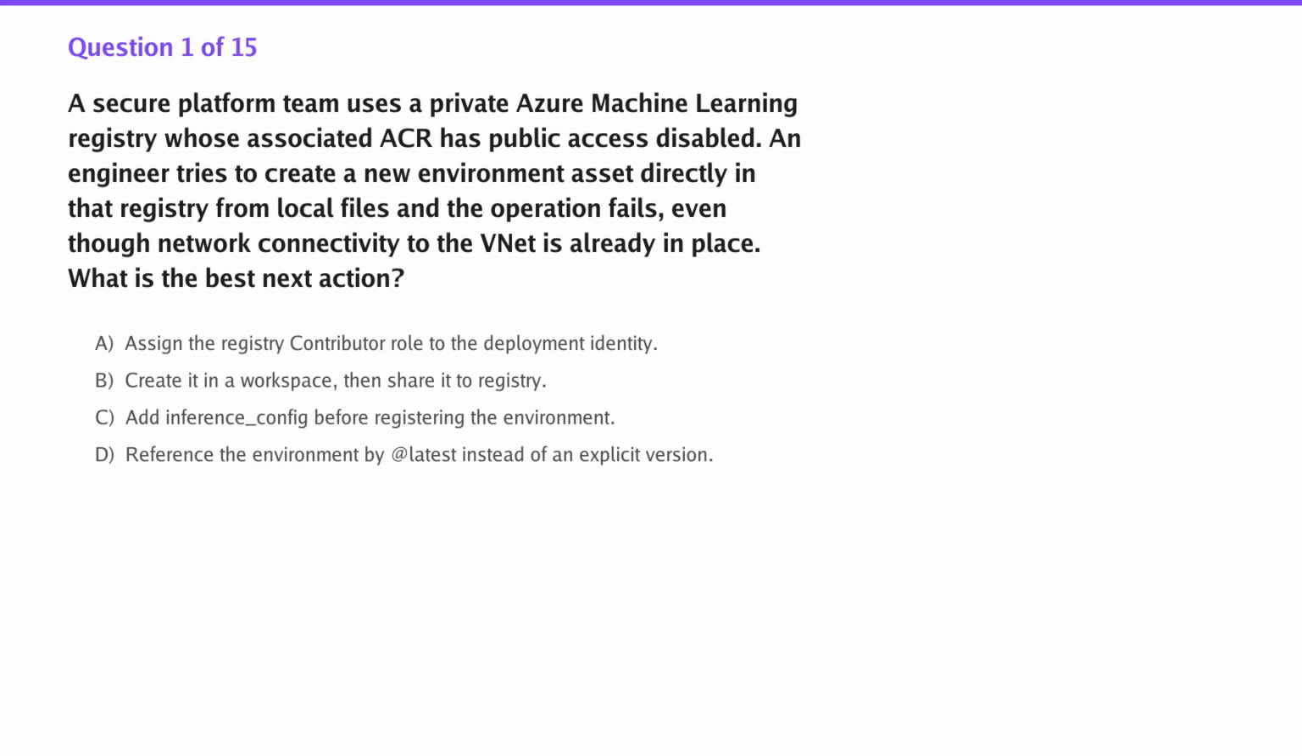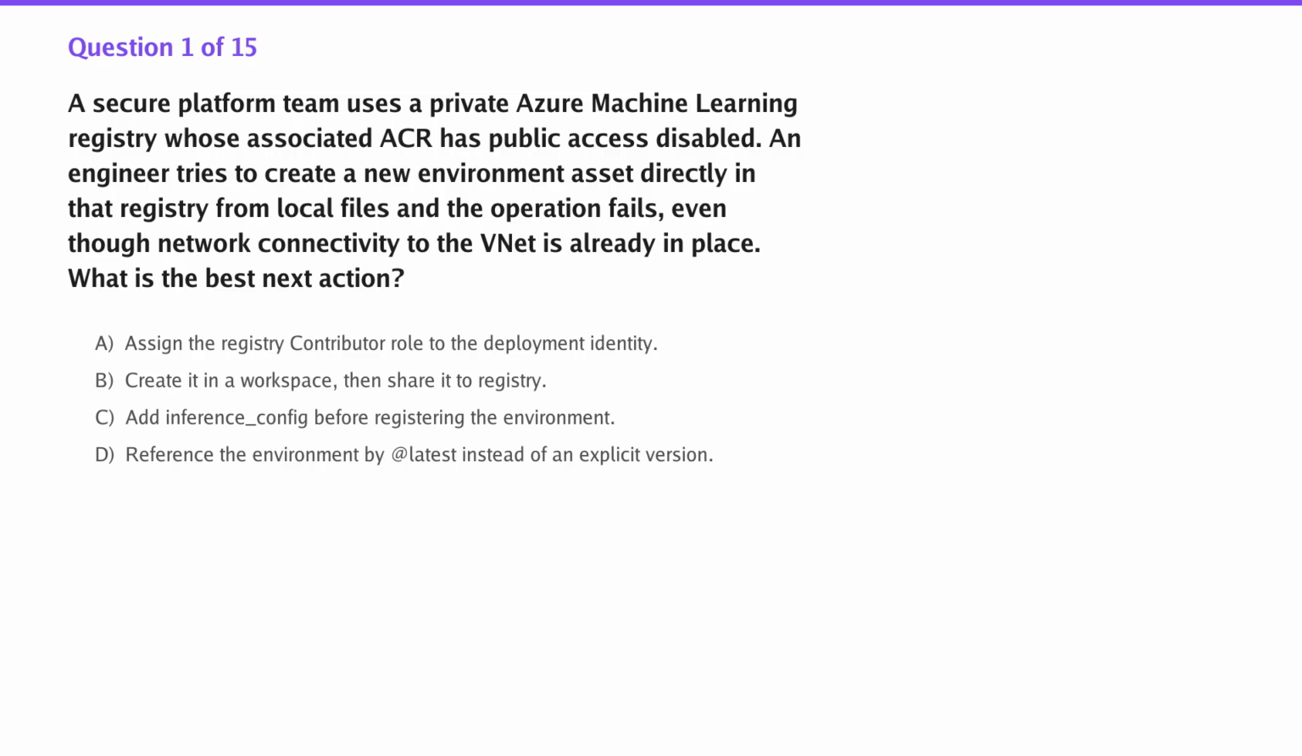A secure platform team uses a private Azure Machine Learning registry whose associated ACR has public access disabled. An engineer tries to create a new environment asset directly in that registry from local files and the operation fails, even though network connectivity to the VNet is already in place. What is the best next action?